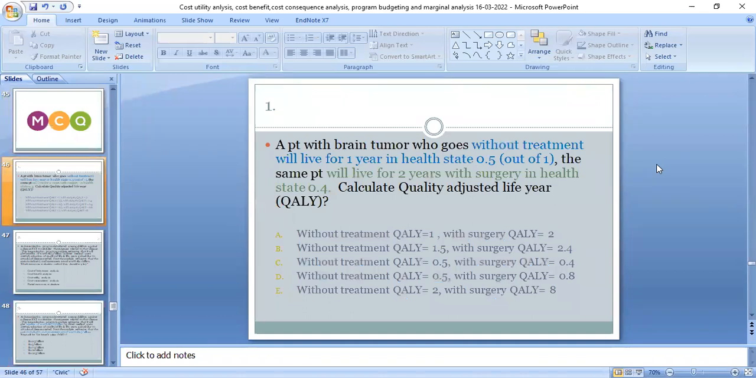First MCQ: a patient with a brain tumor who goes without treatment will live for 1 year in health state 0.5 out of 1. The same patient will live for 2 years with surgery in health state 0.4. Then calculate the quality adjusted life year. These are the options. These are simple calculations. You can easily calculate the quality adjusted life years without treatment and with treatment. D. Yes, D is the right answer. The quality adjusted life year without treatment is 0.5 and quality adjusted life year with surgery is 0.8, obtained by multiplying both the values.